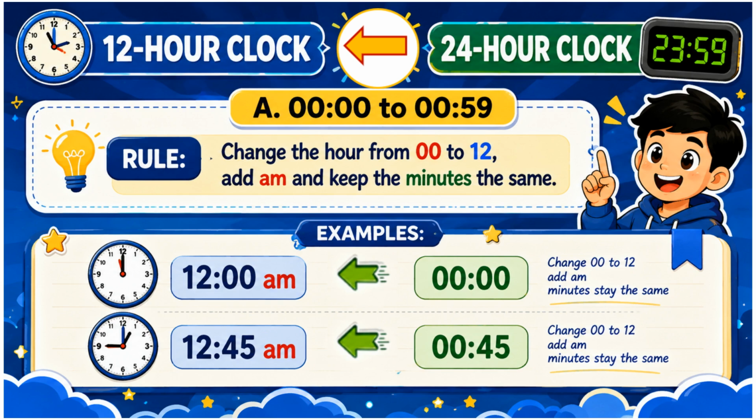0000 becomes 12:00 AM. We changed 00 to 12, added AM, and kept the minutes as 00. Next, 0045 becomes 12:45 AM. Again, we changed 00 to 12, added AM, and kept the minutes the same. Remember, 00 becomes 12, add AM, and the minutes never change.